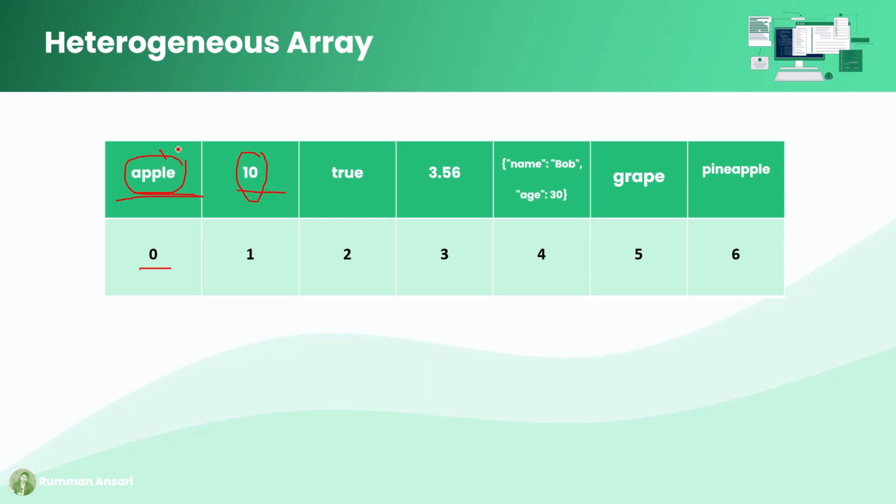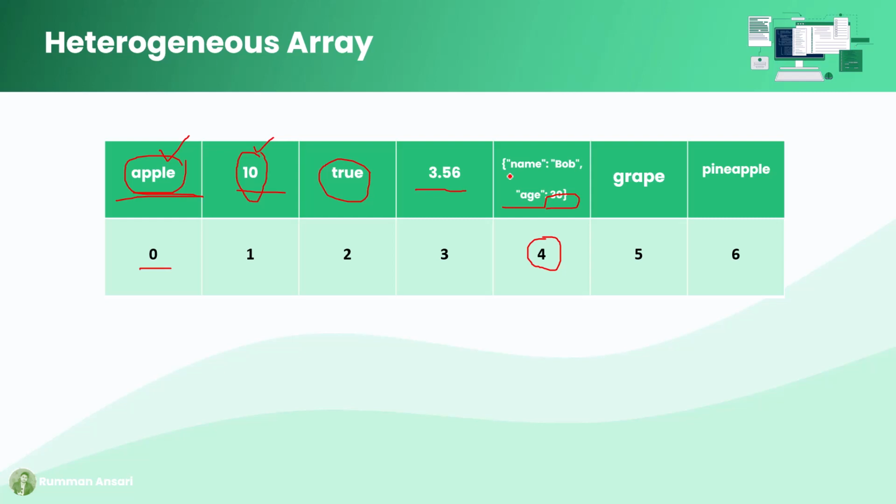It means the data type of apple and the data type of 10 will be different. This will be a string, this will be an integer, and this will be true. That means it's a boolean data type, right? Here you can see that we have 3.56, that is a real value or floating point number, and in this cell at the 4th index it is storing one object. Okay, so in some programming languages we can store objects and functions inside an array.